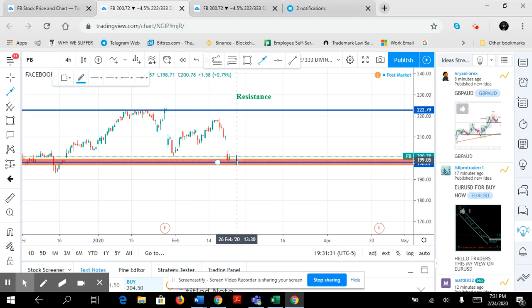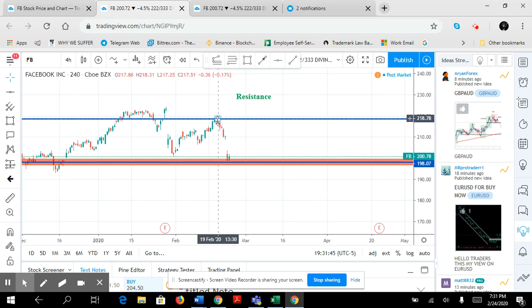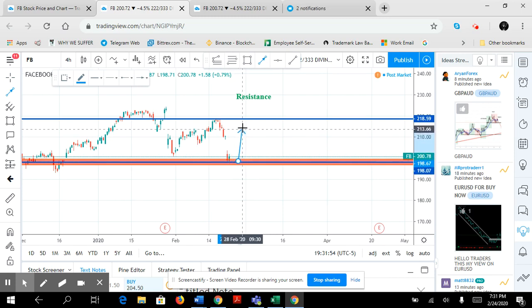So what are we going to do? We're going to put a new resistance line, because price turned right here. We don't care about this line anymore, really. This is the new resistance for us. And what do we think price may do? Come here.